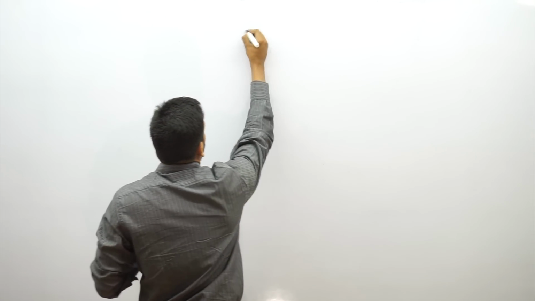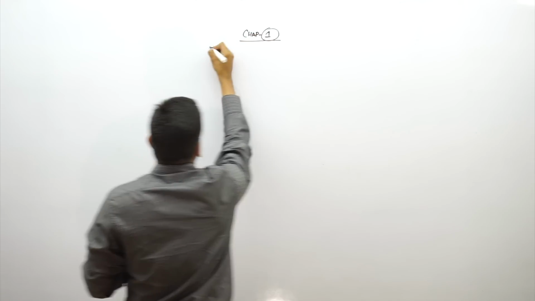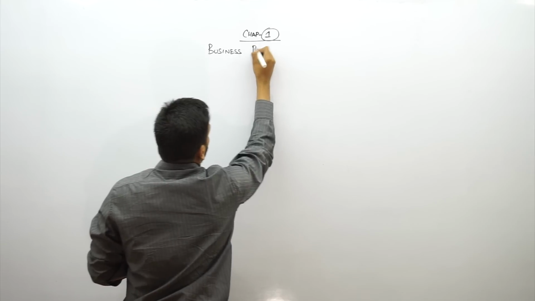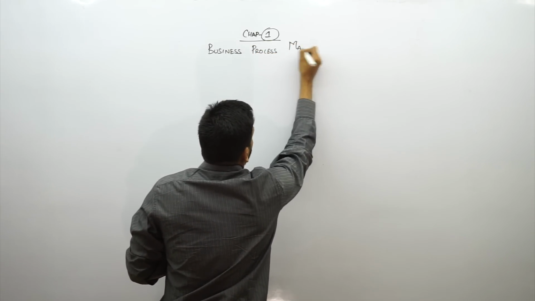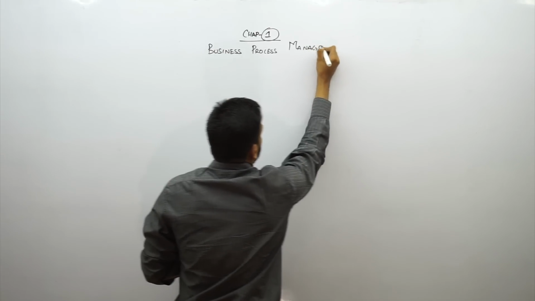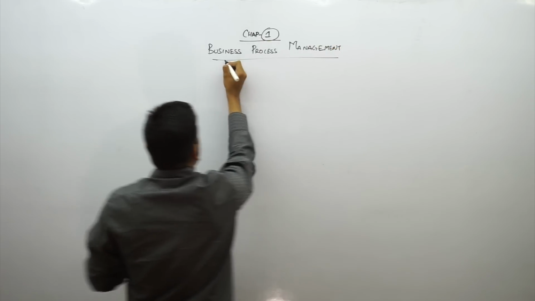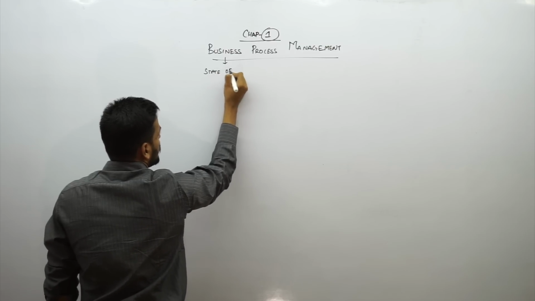So let me start off very quickly with chapter number 1. You all know what chapter number 1 is. Chapter number 1 talks about business process management. 3 keywords: business, process and management. Business, state of being busy.